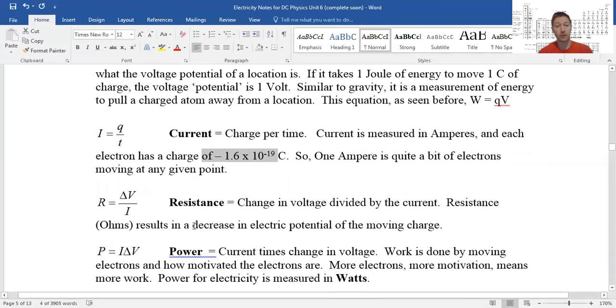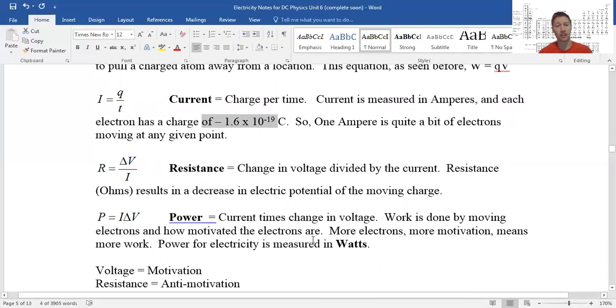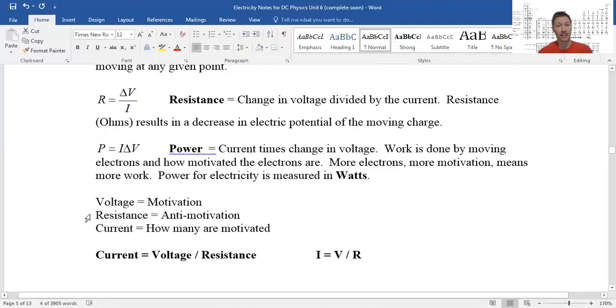So then putting these things together, we get power. Power is, again, how much work gets done in a certain amount of time. So it's based off two things: the current, which again is how many electrons are moving through the area, and how much voltage they have. So if there's more motivation, they get more work done. If there's more current, they get more work done. And so we measure power in watts. 1 watt is 1 joule per second. So again, big idea: voltage is motivation, resistance is anti-motivation, current is how many are motivated, and then power is just a result of how much motivation they have and how many showed up to help out.